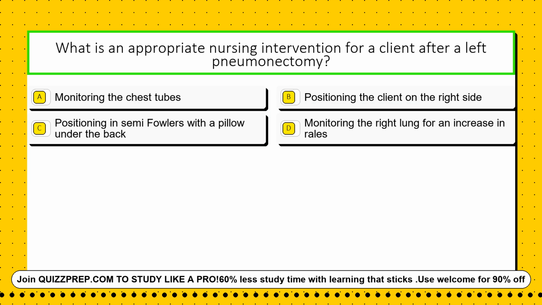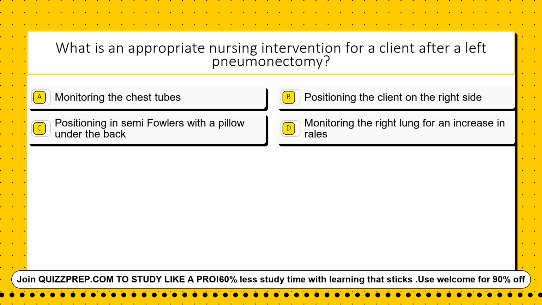Question 52. What is an appropriate nursing intervention for a client after a left pneumonectomy? Option A. Monitoring the chest tubes. Option B. Positioning the client on the right side. Option C. Positioning in semi-Fowler's with a pillow under the back. Option D. Monitoring the right lung for an increase in rales.